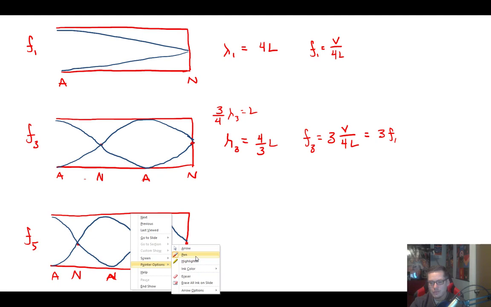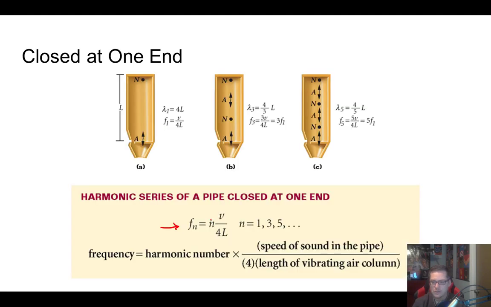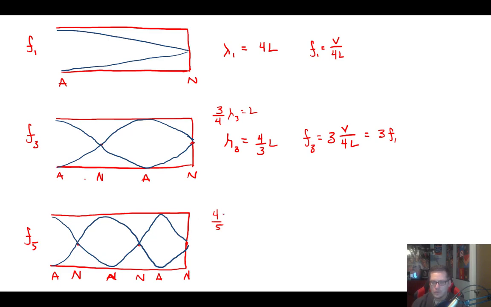All right, so wavelength. Now these get pretty complicated, as you can tell. Let's think about this. We have 1, 2, 3, 4, 5 half loops. So 5/4 of our wavelength is equal to the length of the tube. This would be the fifth harmonic. So the wavelength of the fifth harmonic is equal to 4/5 of the length.